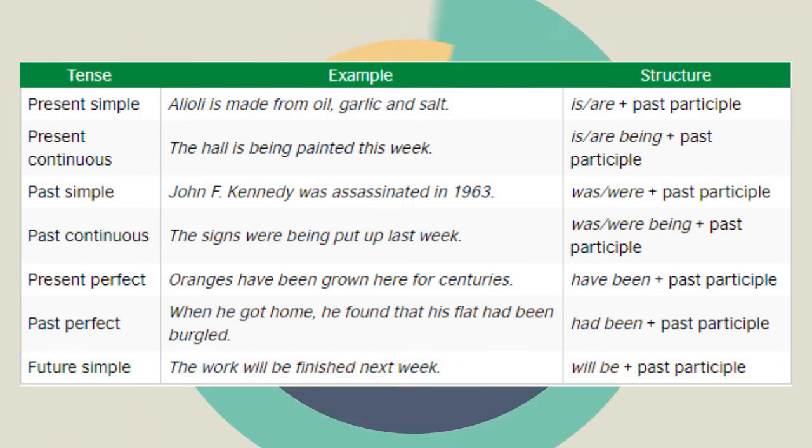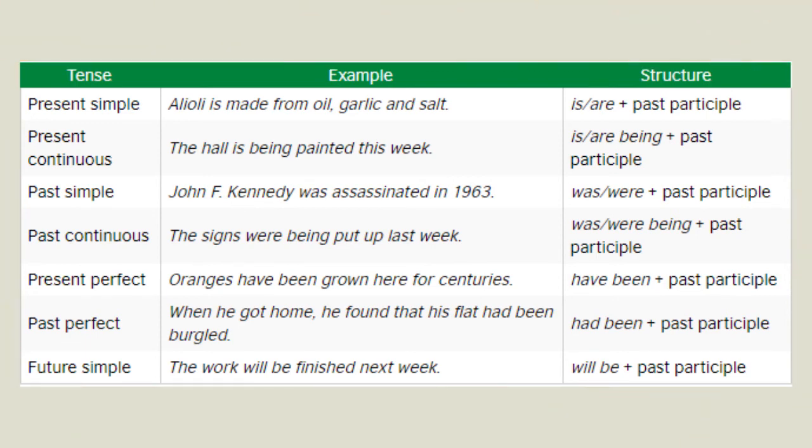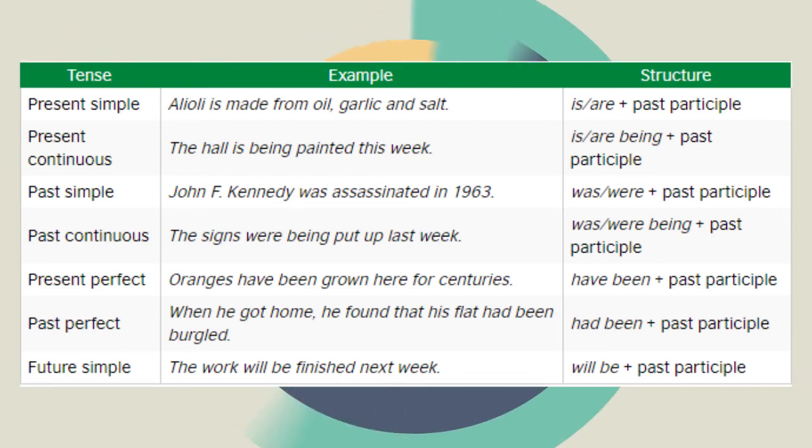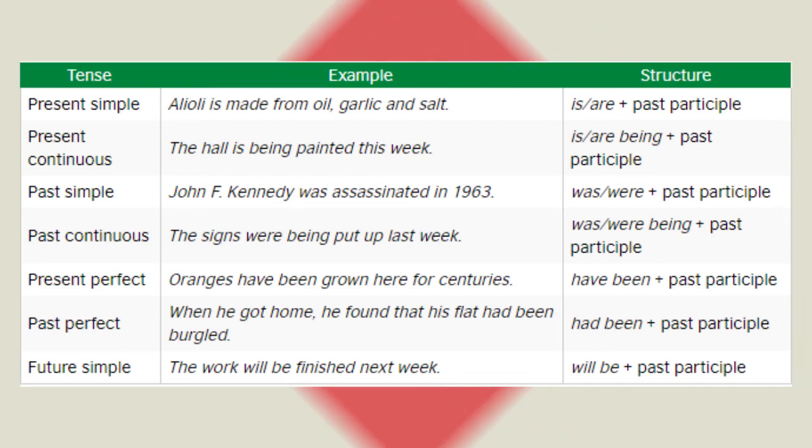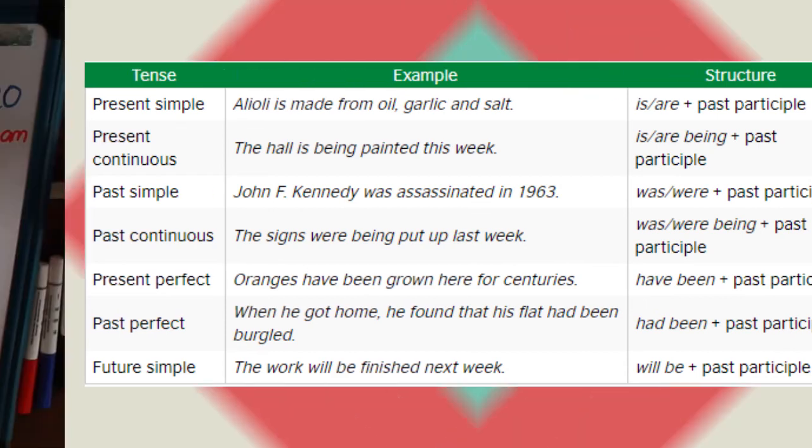Now, I hope that you notice that the only thing that changes in passive voice in all of the tenses is the form of the verb to be. The main verb of the sentence will always stay in past participle.